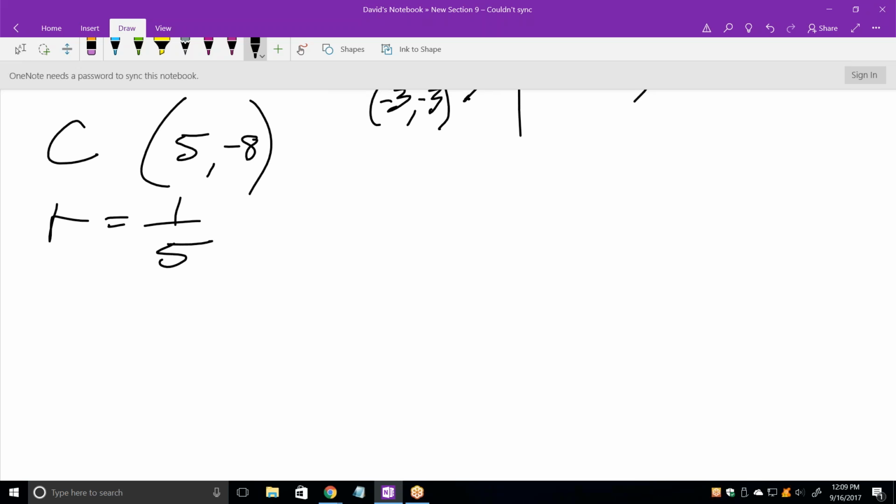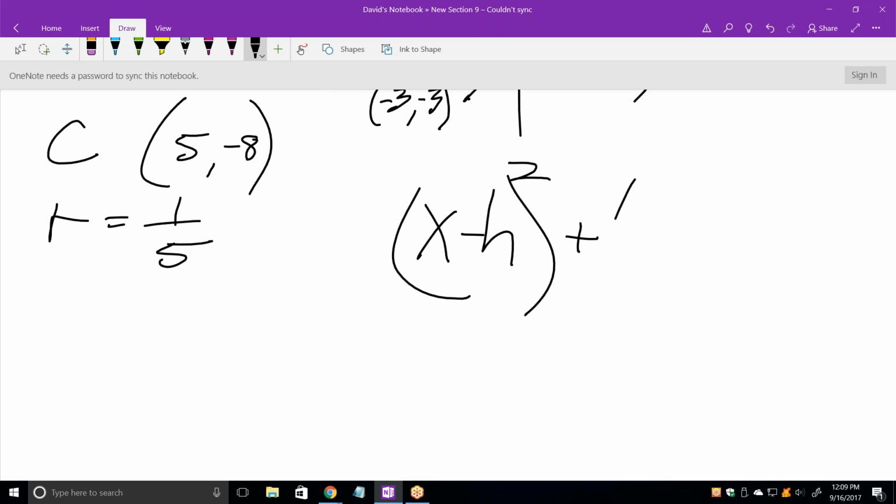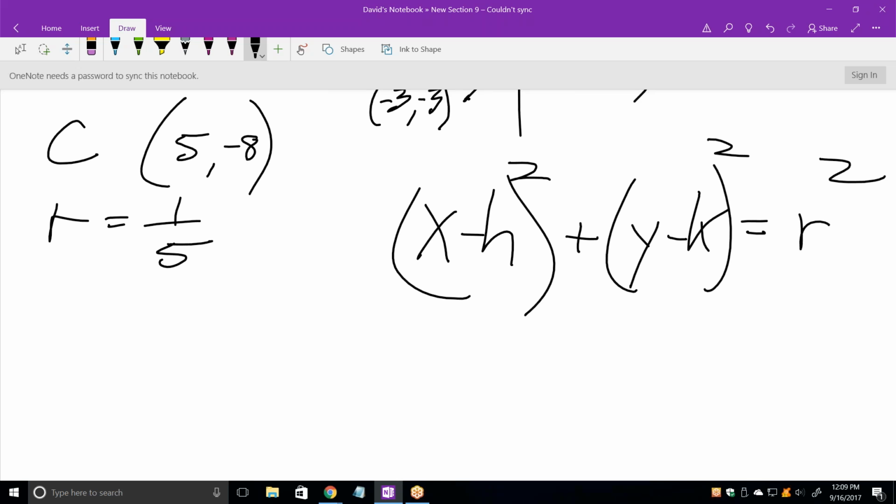Again, all of these problems begin with knowing the standard equation of a circle. Here it is. x minus h squared plus y minus k squared equals the radius squared. If you're going to memorize anything, that's what you need to memorize. That is the standard equation of a circle. And h and k are the center, and r is the radius. So all you do is just plug in. Once you have your standard formula, plug it in.